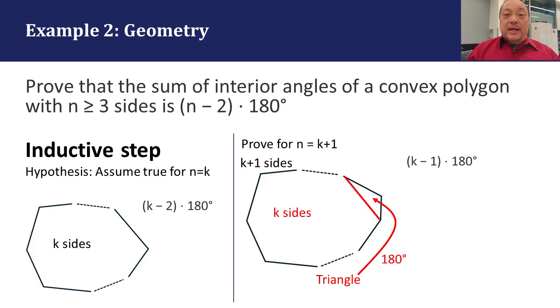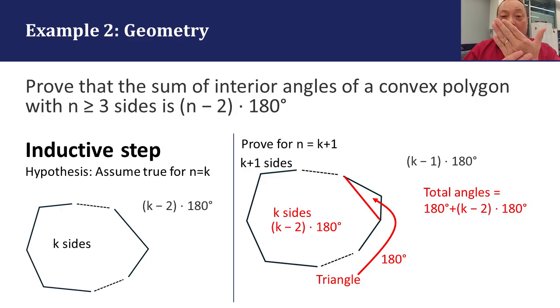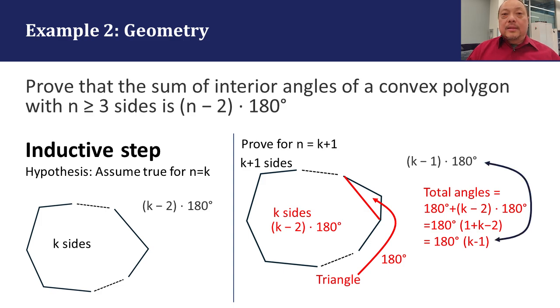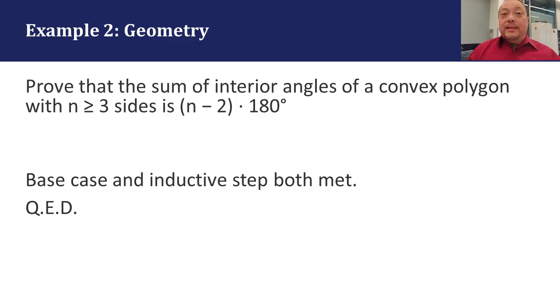The angles of the triangle add up to 180 degrees. The angles of the smaller polygon with k sides, we know from the inductive hypothesis, is equal to k minus 2 times 180 degrees. The total sum of angles of the large polygon, therefore, is equal to the sum of the triangle plus the sum of the k-gon, which is equal to 180 plus k minus 2 times 180. Let's factor out the 180. We get 180 times 1 plus k minus 2, which equals 180 times k minus 1. And that's exactly what we want. Both the base case and the inductive step are met, QED.